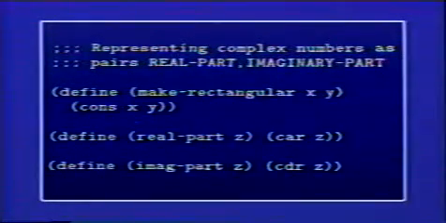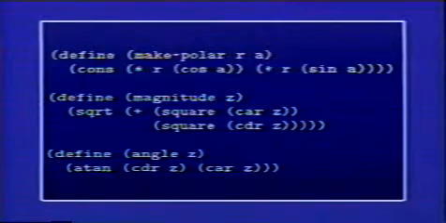How do I deal with the magnitude and angle? Well, if I want to extract the magnitude of one of these things, I get the square root of the sum of the square of the car plus the square of the cdr. If I want to get the angle, I compute the arctangent of the cdr and the car, and this is a Lisp procedure for computing arctangent. And if somebody hands me a magnitude and an angle and says, make me a complex number, well, I compute the real part and the imaginary part, r cosine of A and r sine of A, and stick them together into a pair.